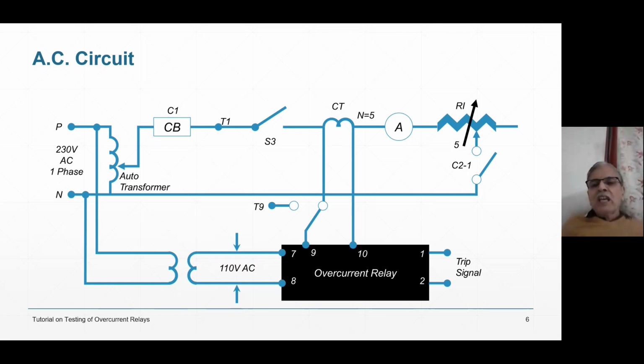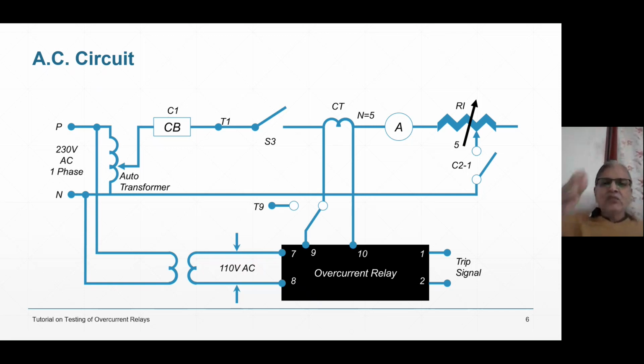And if you have set the relay at plug setting equal to 0.5 ampere, then PSM will be 16. So you will be able to test up to PSM 20 very easily. There is no problem. And you see, I have taken n equal to 5, that is a 25 by 5 CT. You can take 10 by 5 also. That will be yet better.